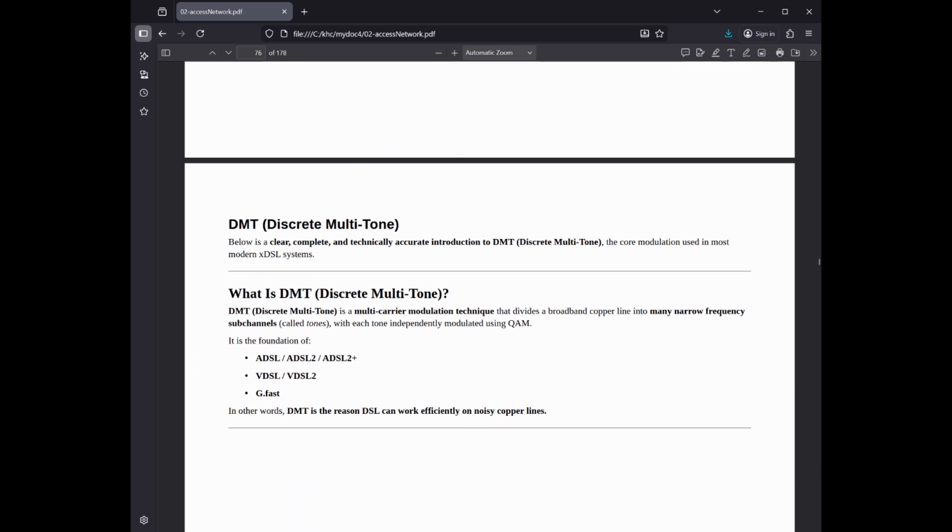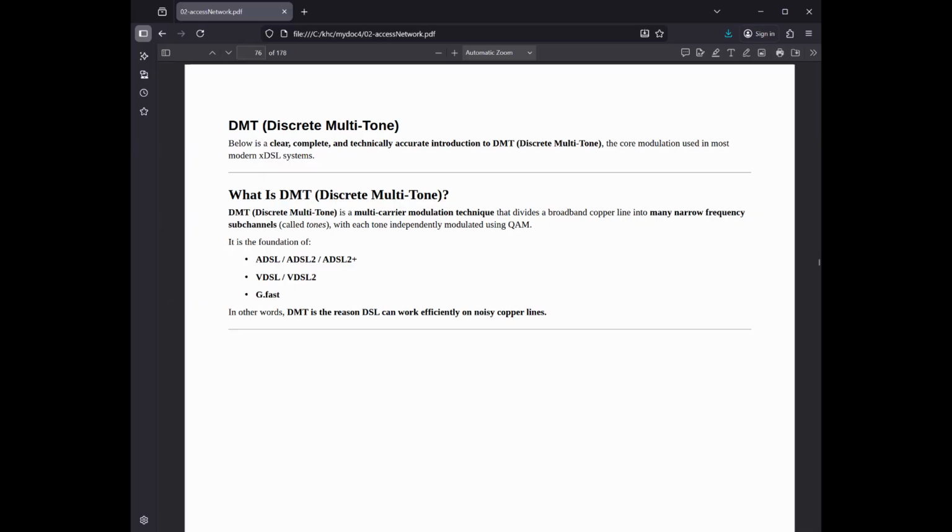DMT, discrete multitone, is the digital modulation standard for almost all modern xDSL services, including ADSL, VDSL2, and G.fast. It is a specific application of OFDM, orthogonal frequency division multiplexing, optimized for the unique challenges of copper telephone lines.